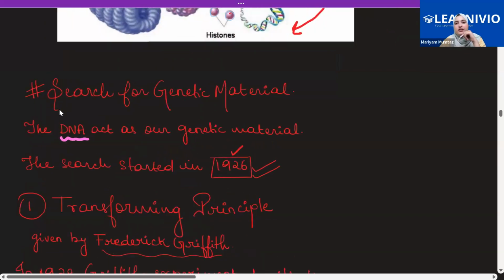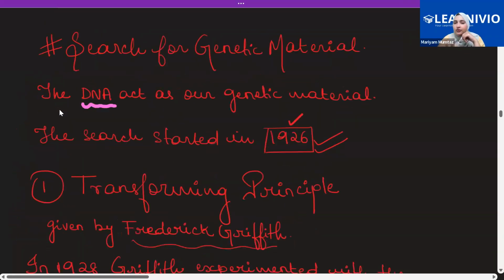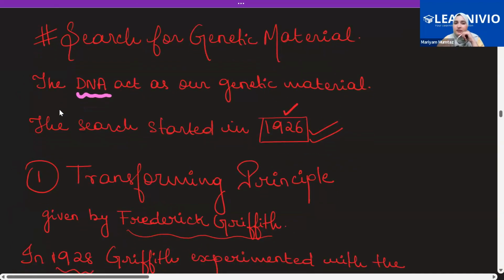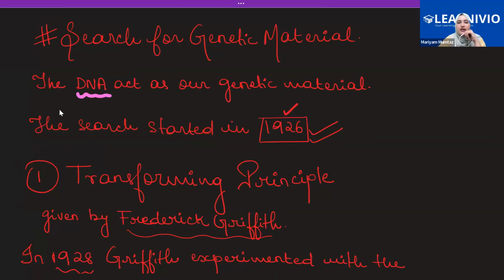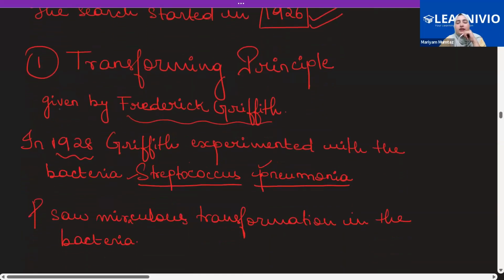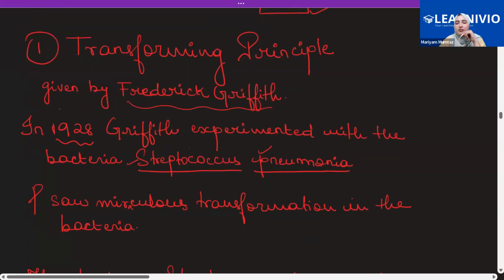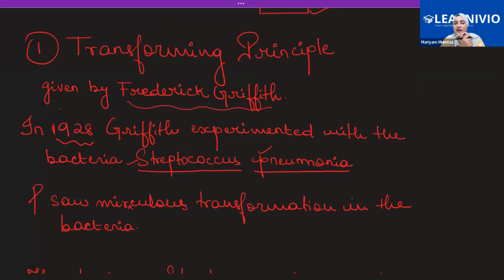Now let us see the search for the genetic material. We know now that DNA is in fact our genetic material, but earlier no one knew this, right? So the search started in the year 1926. People performed a variety of experiments to find out which molecule acts as genetic material, or which molecule gets transmitted from one generation to another. When we talk about the first one, that is the transforming principle. This experiment was performed by Frederick Griffith in the year 1928, and he experimented with the bacteria Streptococcus pneumoniae.